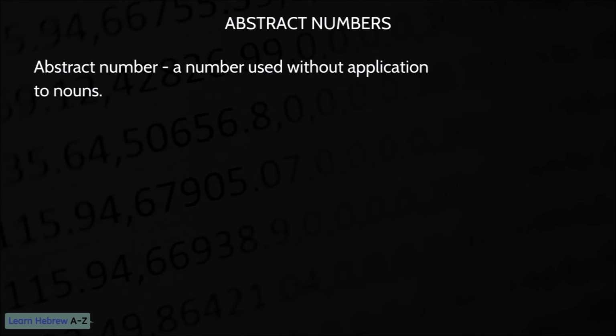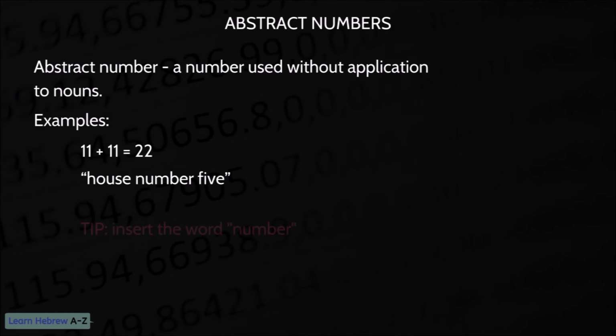Abstract numbers are numbers that we use without denoting nouns specifically. For example, when we use numbers in a math equation like 11 plus 11 equals 22, we do not refer to anything specific. We just say the number 11, 22, and so on. Another example for abstract numbers in Hebrew is when a noun has a number attached to it, like house number 5 or door number 3. We discussed this example in the previous lesson.